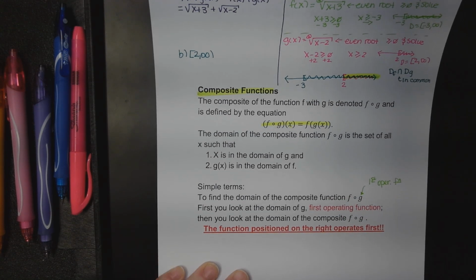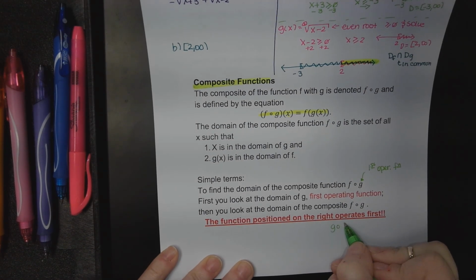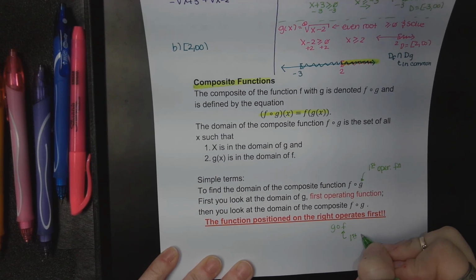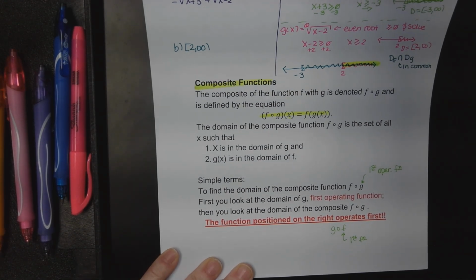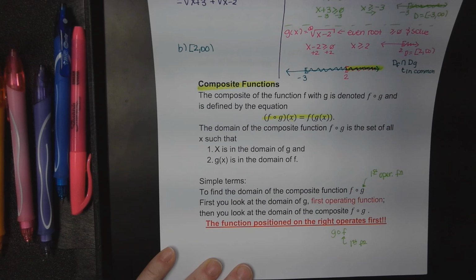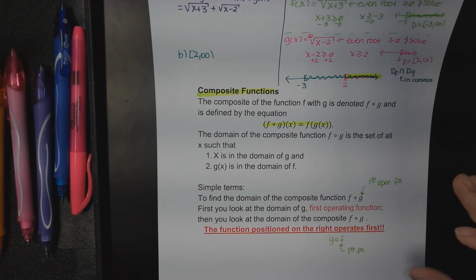Sometimes it can be written opposite. You can have g of f, and in this case, f would be your first operating function. You just have to read how your composite is made. But you look at your first operating function, and then you look at the composite, and that's how you tell the domain for a composite, okay? All right, let's do some.